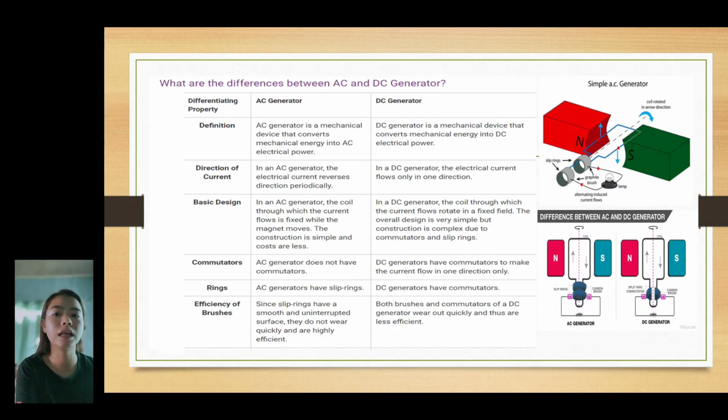So, sa AC generator, yung coil which current flows is fixed and the magnet usually moves. The south and the north pole of the magnet make the current flow in opposite directions, which means magkakapag-create siya ng alternating current. Sa DC generator, the coil is not fixed, rather it rotates in a fixed field. Yung two ends of coil are naka-attach sa commutator na kung saan para mabalanse yung mga charges from the generator. Na kung saan ito ay magre-result in a current that does not alter direction.